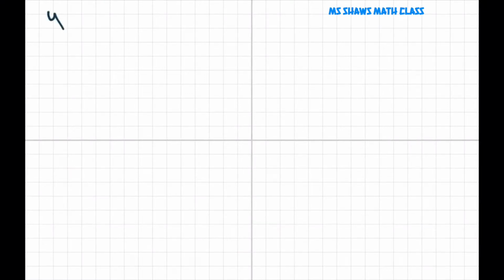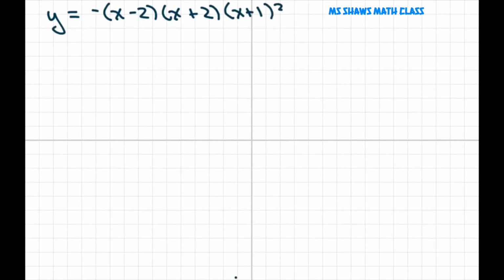So what we need to know when we graph, I forgot to write this down, so let me write it down. We have y equals negative x minus 2, x plus 2, times x plus 1 squared. So we're going to be starting in quadrant 3, and ending in quadrant 4. Now, my zeros are at 2, negative 2, and negative 1. And on this graph, we're not going to worry about our min and max points.